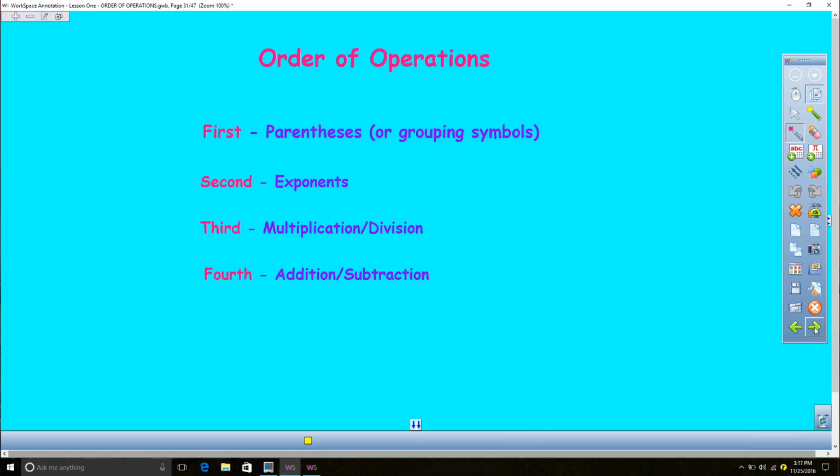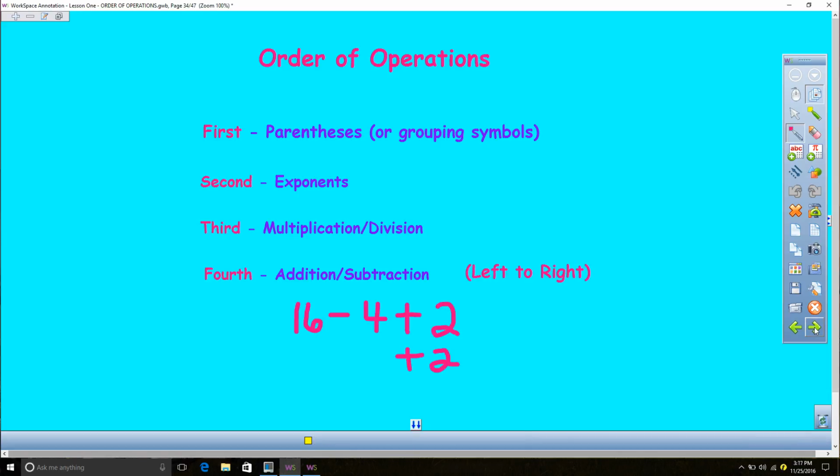Fourth, you do addition or subtraction. Again, addition is not more important than subtraction. Subtraction is not more important than addition. So you do which one comes first, from left to right. For example, in this problem, I'm going to subtract first simply because the subtraction comes first on the left. If the addition came first on the left, I would add first.